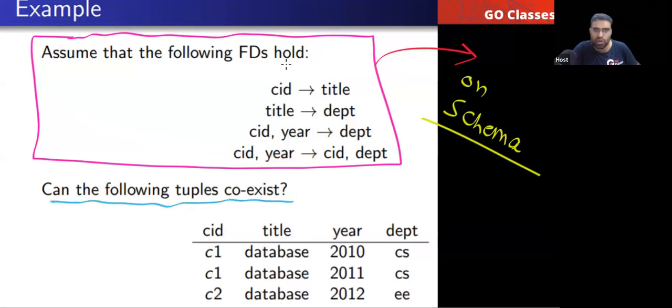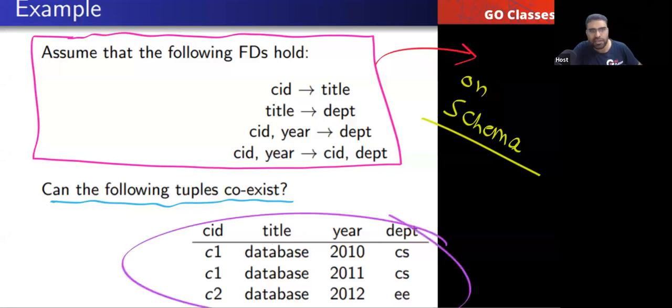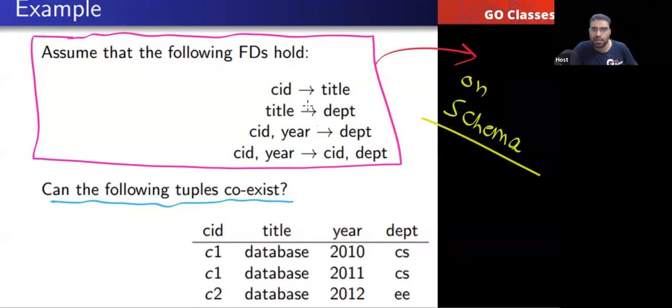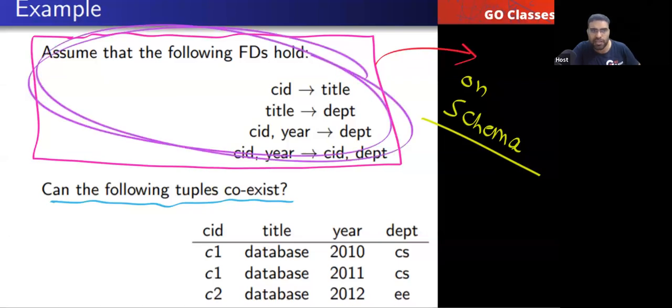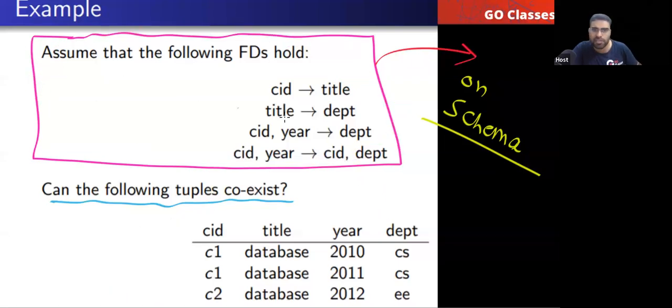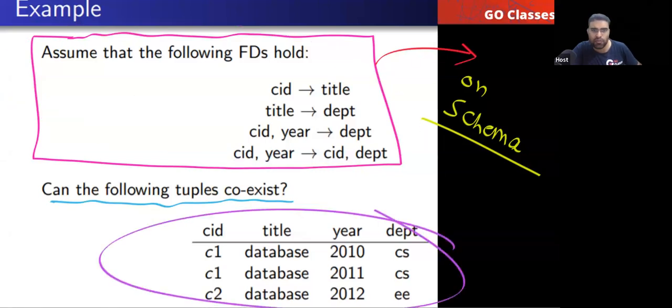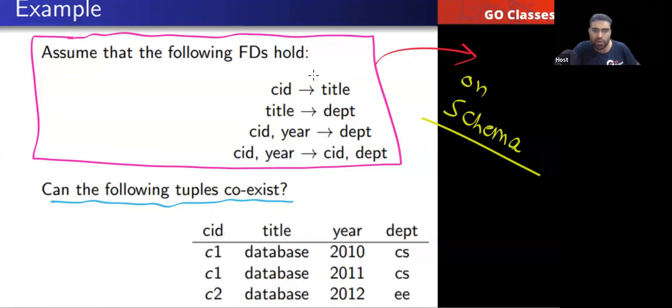Can the following tuples coexist? Please tell me. Can you get this type of table? If you have these functional dependencies on the schema, then can you get this type of instance? This instance you cannot get, right? Yes or no? Why? What is the reason?